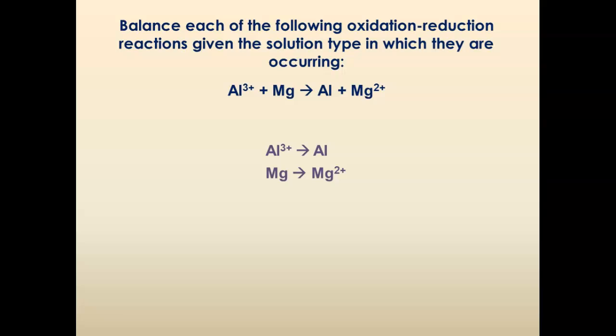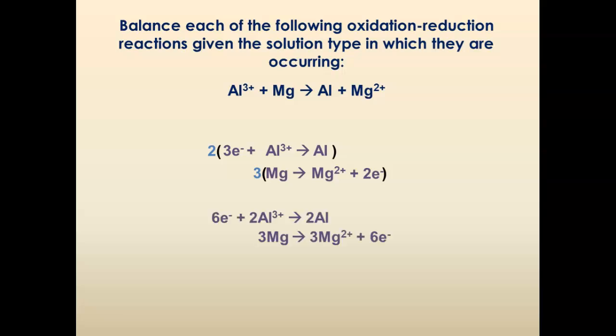I need to make sure my electrons are balanced. I have to add electrons to the side that's more positive. So I would add 3 electrons to the aluminum 3 plus side, my reactants, and I would add 2 electrons to the magnesium 2 plus side, my product side of that half reaction. In this particular example, I don't have a really easy way to make the number of electrons be balanced. So I'm going to have to find a common factor that both 3 and 2 have in common, which would be 6. So I would multiply the reduction half equation by 2 and the oxidation half equation by 3.